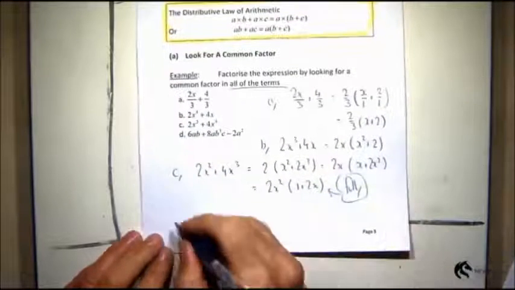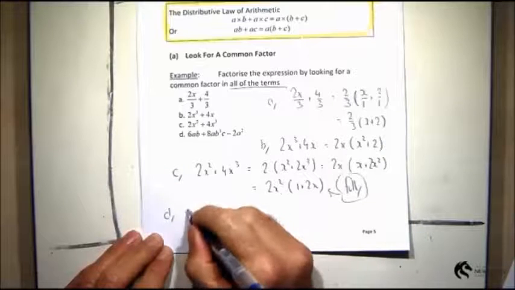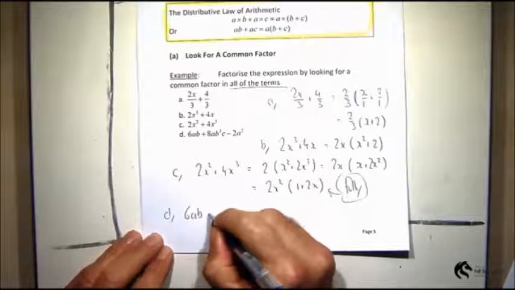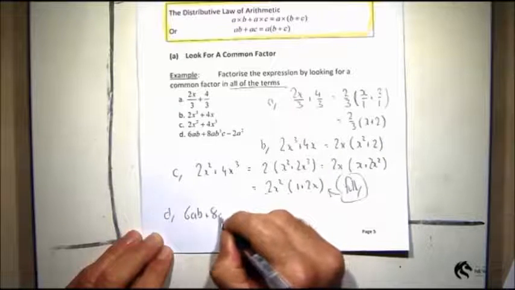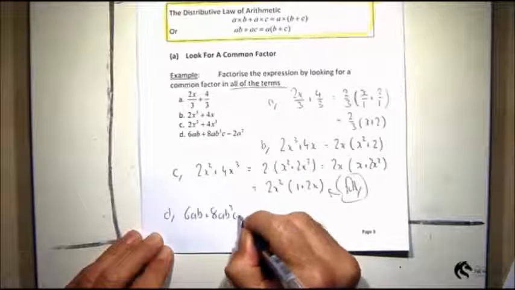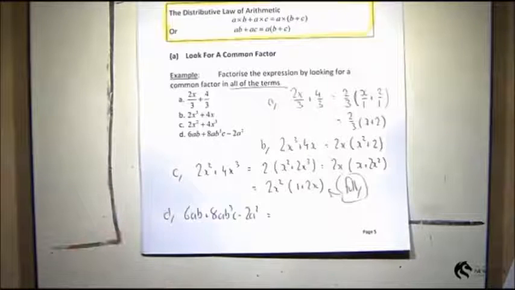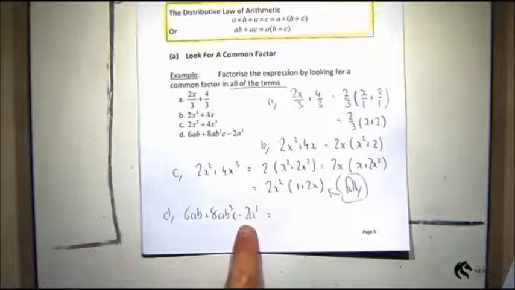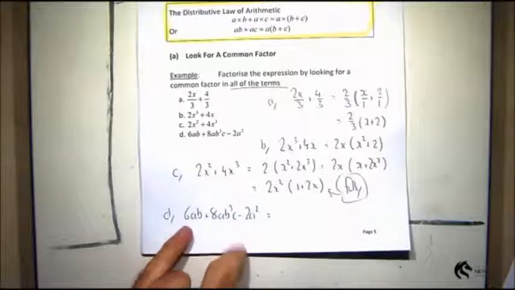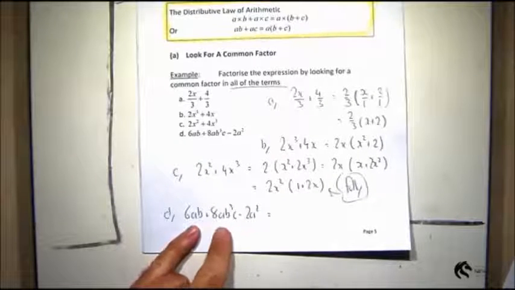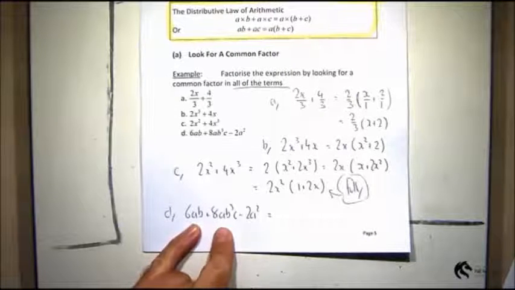And lastly, in D, 6ab plus 8ab cubed c minus 2a squared. So what can I see that is common to all terms there? I can certainly see a 2, I can see an a. I can't see a squared because there's only a's there. So it looks like 2a is as big as I can get.